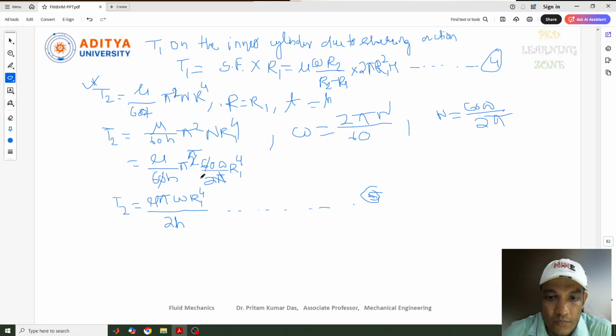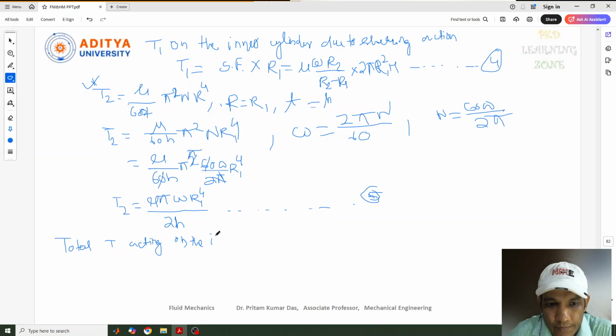Now here T2 we have identified. Now the total torque we need to identify here. So now write down the total torque which is acting on the inner cylinder. We can write T equal to T1 plus T2.